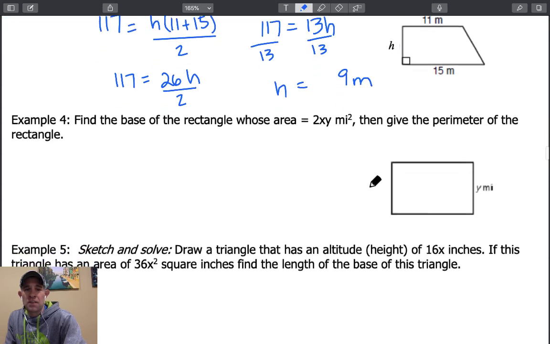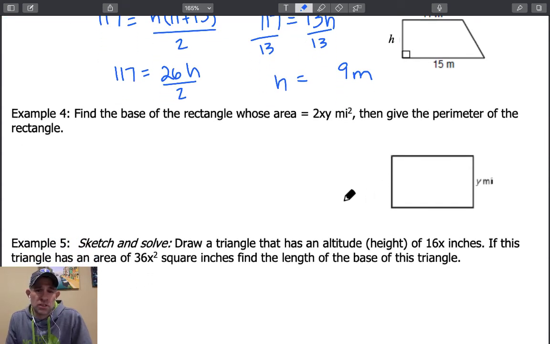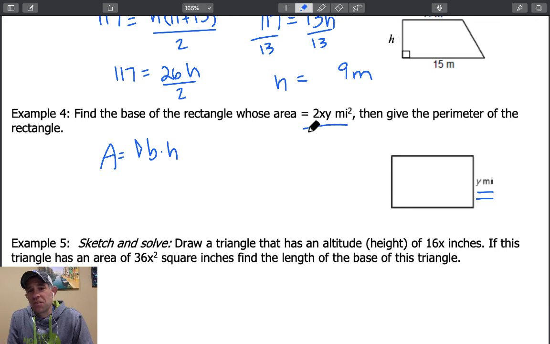All right. Our next one is a little bit trickier. Now we're looking at expressions for the dimensions here. We want to find the base of a rectangle whose area is 2xy square miles. Then give the perimeter of the rectangle. Well, you can see in our diagram that y is one of the dimensions. So I know the area formula for a rectangle is base times height. All right, so I'm going to fill in all that I know. 2xy is equal to my base, which I don't know, times my height, which is y. All right, now to find my base, I'm going to divide both sides by y.